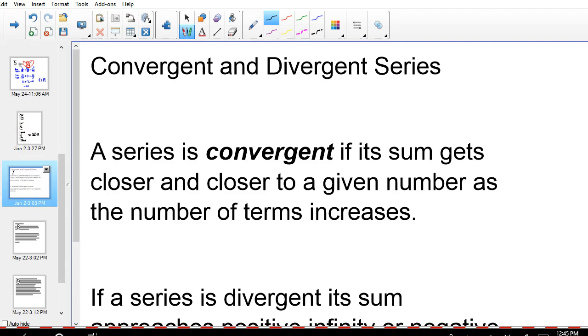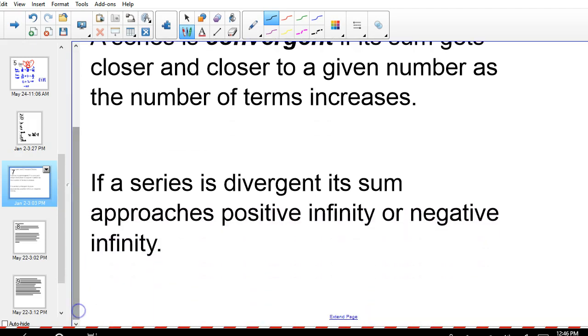So, we've got to talk about a couple things with sequences and series, because this didn't look so much like sequences and series because we weren't listing out all the numbers. But a series is convergent if its sum gets closer and closer to a given number as the number of terms increases. So in other words, if the limit of your sequence approaches a number, then it's called convergent. Okay? If a series is divergent, its sum approaches positive or negative infinity.